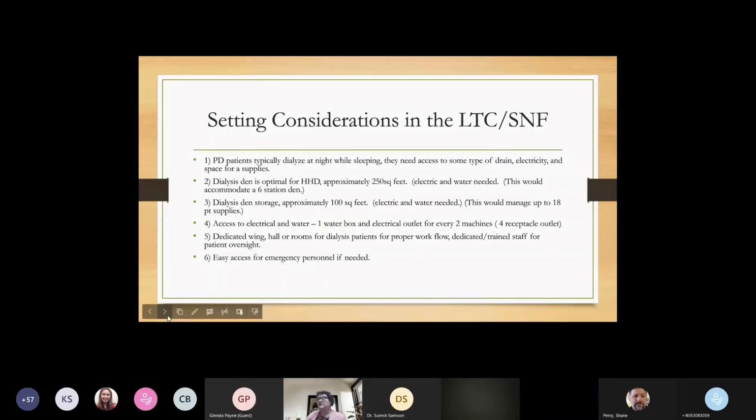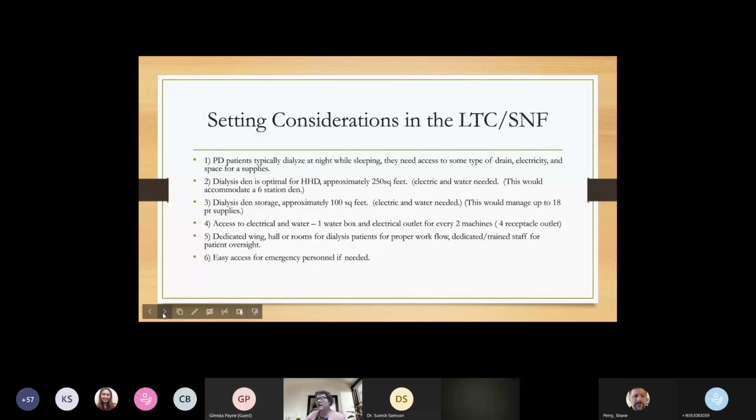Obviously, the electrical outlet and water box is needed at each patient station, and you can connect 2 different machines to 1 water box, and so a 4 outlet receptacle would be needed to manage 2 stations. And then when you're thinking about PD patients dialyzing at night, you have to have the supervision of a trained dialysis person once the patient goes on the machine. I'm talking about not a dialysis nurse, but a nurse who has been trained to monitor that patient that is on dialysis.